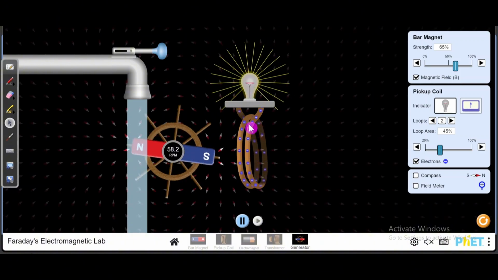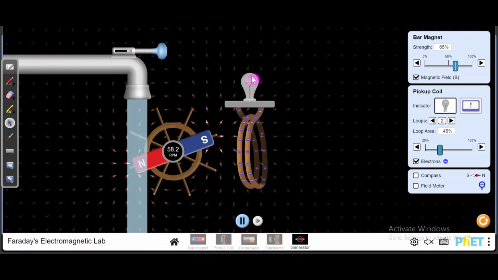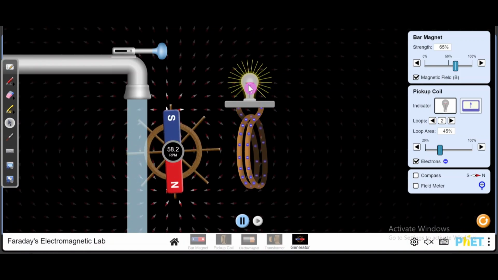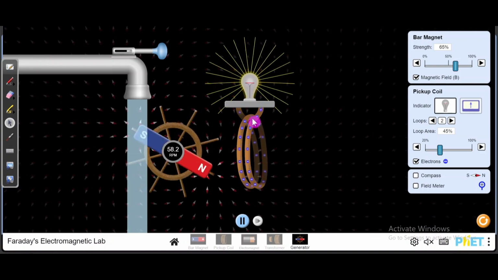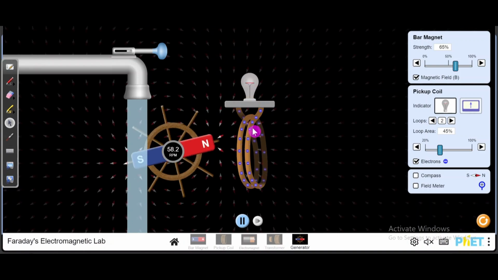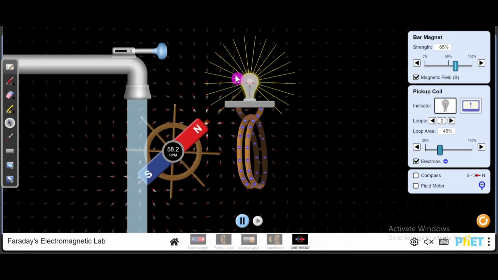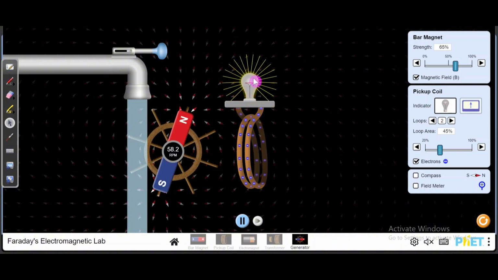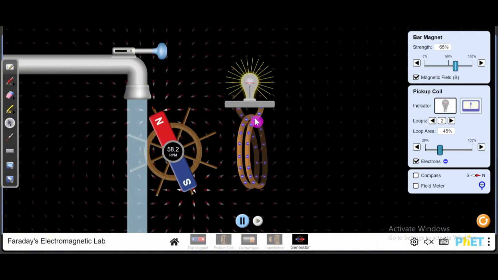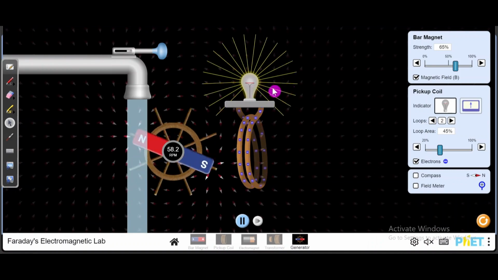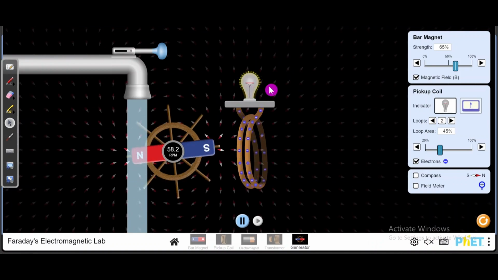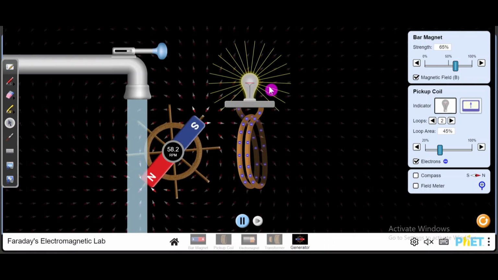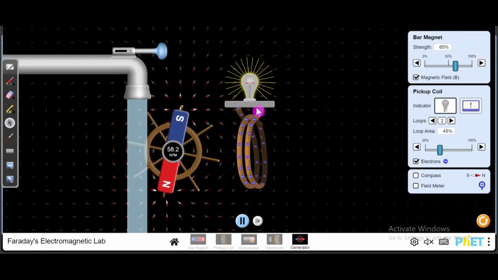Okay, so when the electron is at the mean position, this bulb will be turned off. If this electron is moving to the extreme position, then this bulb will glow more. In between the mean and extreme positions, the light will be dim, and its intensity will be more.